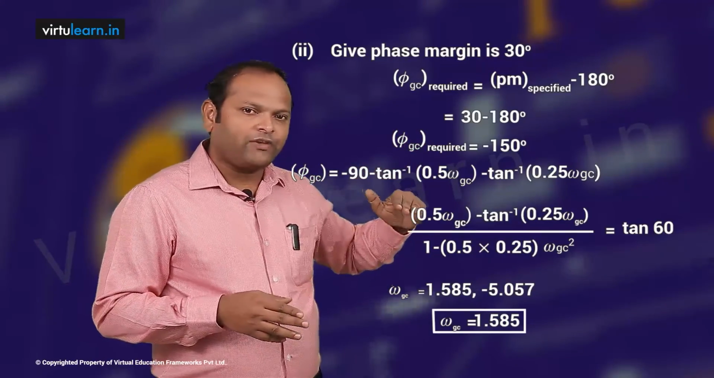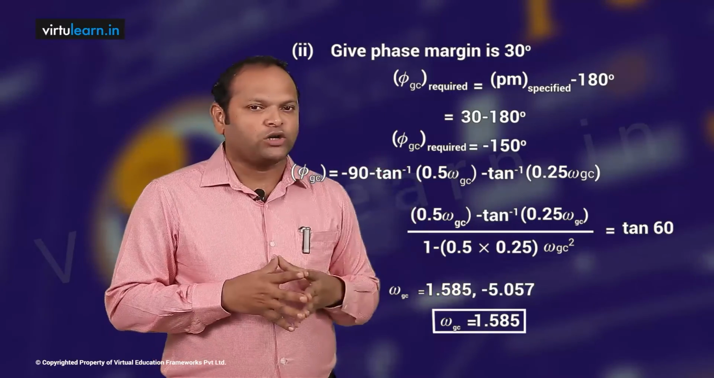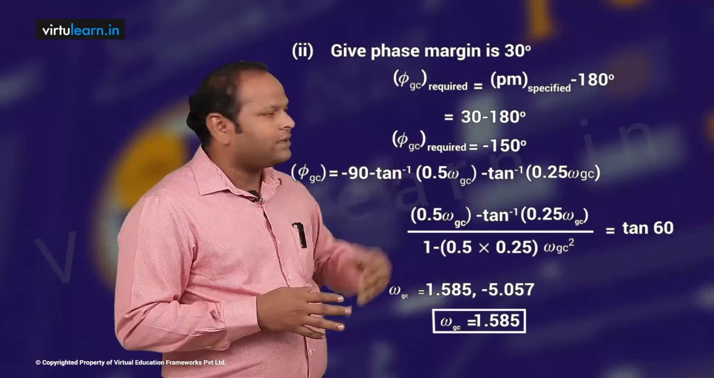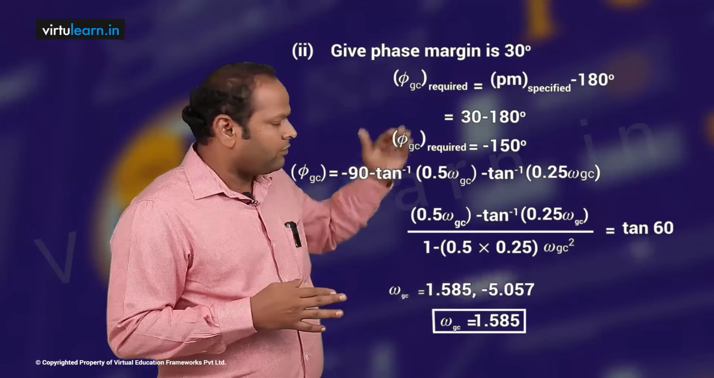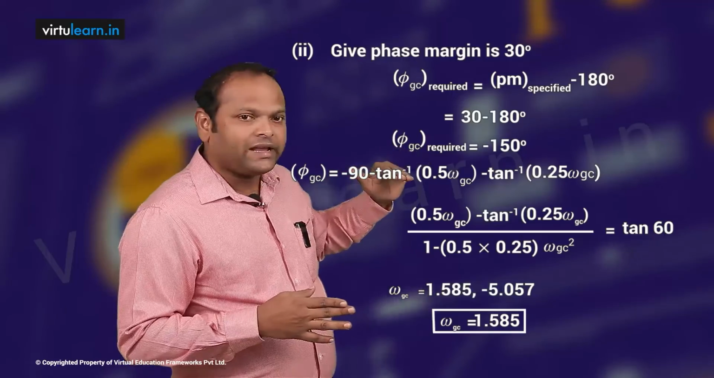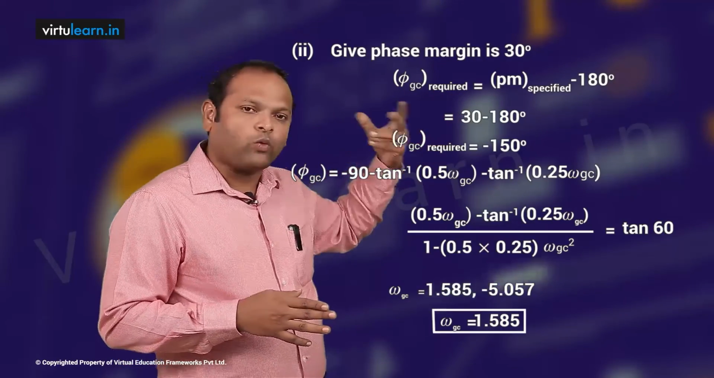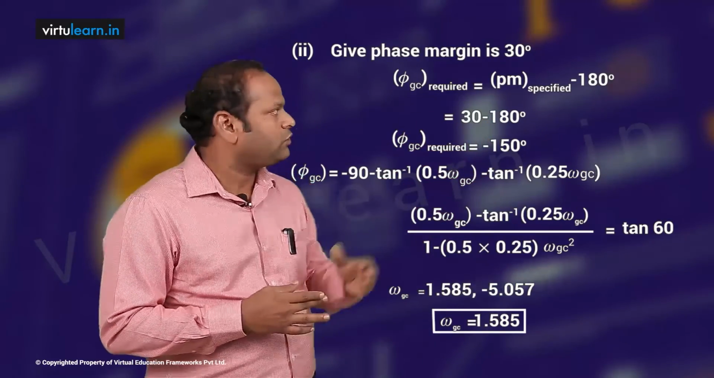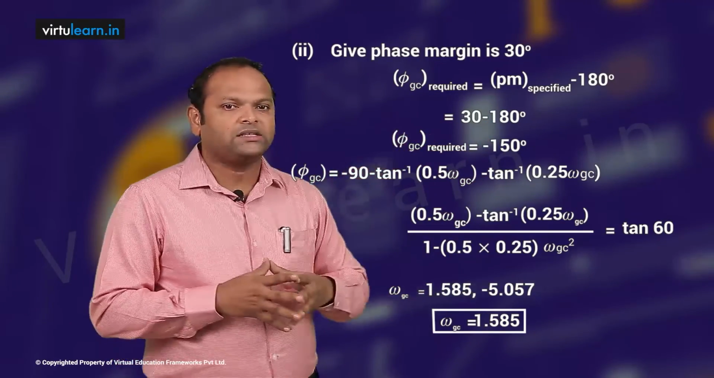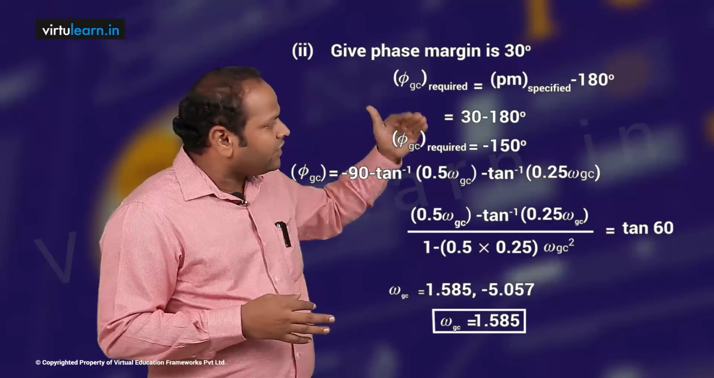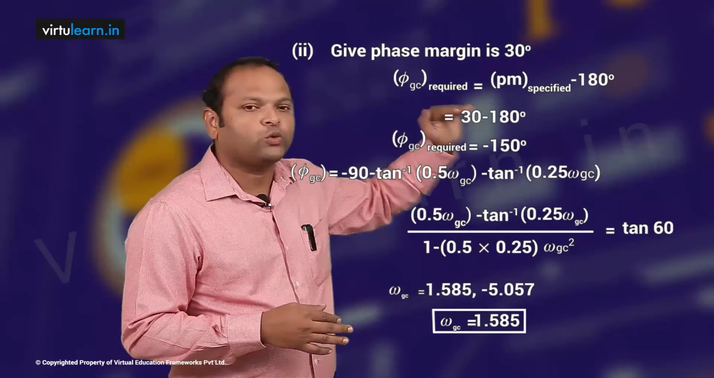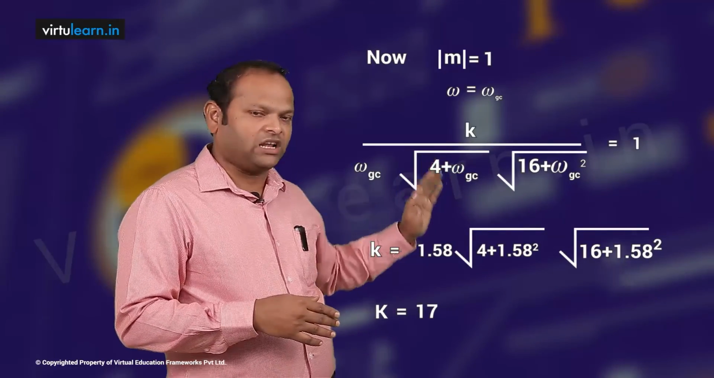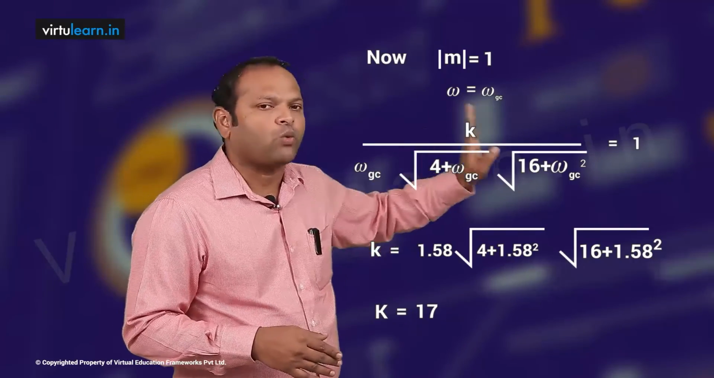So usually when you are trying to find the phase margin, we equate the magnitude to 1, then we find the gain crossover frequency. But in this case, we already have the required phase margin, so I am trying to get what will be the phi GC for the corresponding omega GC. So we are doing the reverse way, so we got omega GC as 1.585. Then what I need to do, I need to equate magnitude to 1, whereas to find the phase margin, this will be the first step. In this case, this will be the last step, where we are equating magnitude to 1.